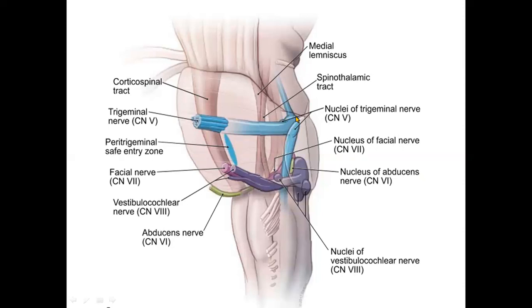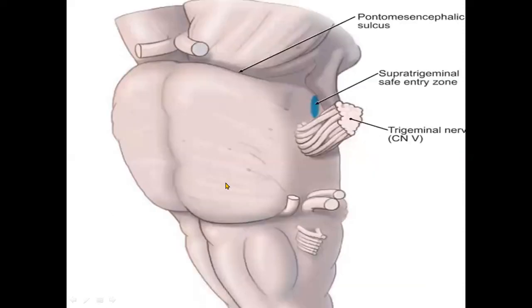Posteriorly, we will have the nuclei of the trigeminal nerve, and also the nucleus of the abducens nerve inferiorly and posteriorly. Anteriorly, you will have the corticospinal tract during our dissection for lesions in this entry zone. Another safe entry zone is called the supratrigeminal safe entry zone, which lies between the pontomesencephalic sulcus and the trigeminal nerve.